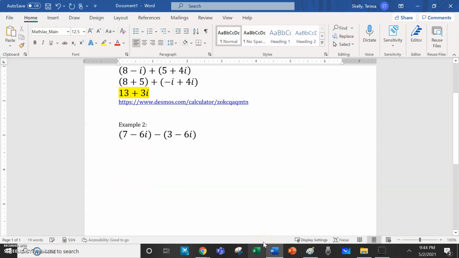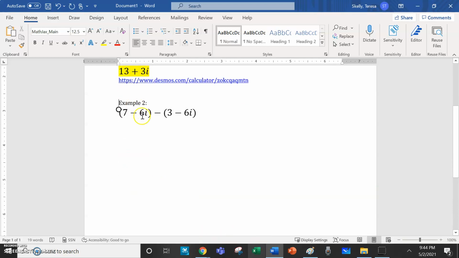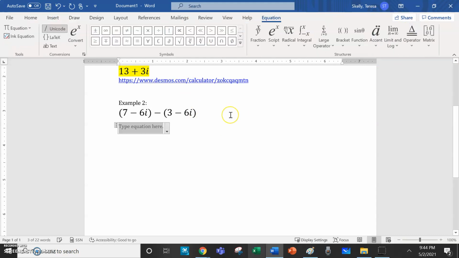So now our second example is a subtraction. I have 7 minus 6i minus 3 minus 6i. The first thing I want to do with a subtraction is change it into an addition. So what I'm going to do here is my first part of my expression, 7 minus 6i, is going to remain the same. But the second part, I'm going to distribute that subtraction.